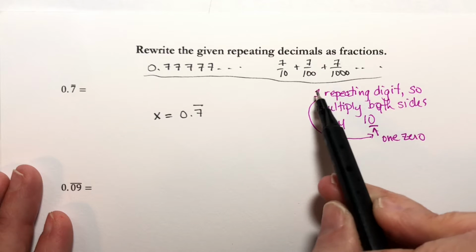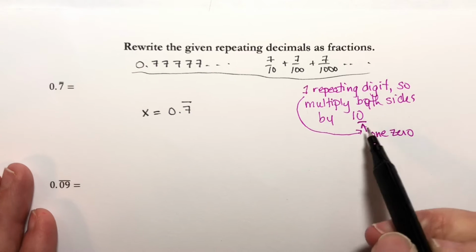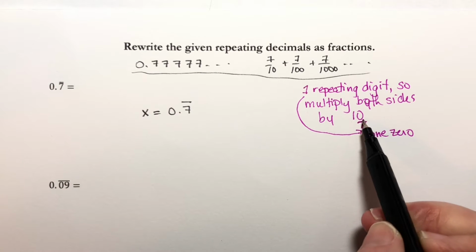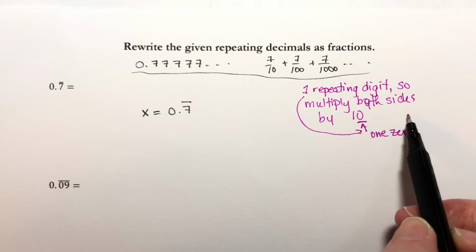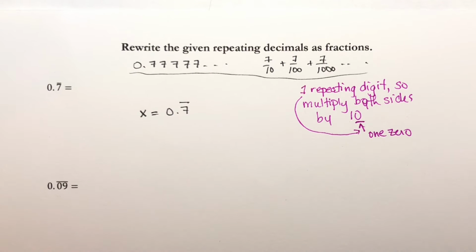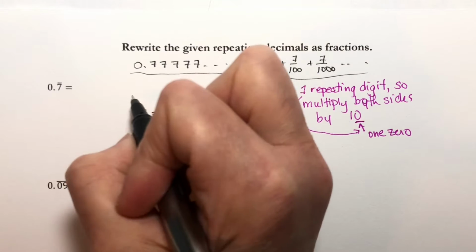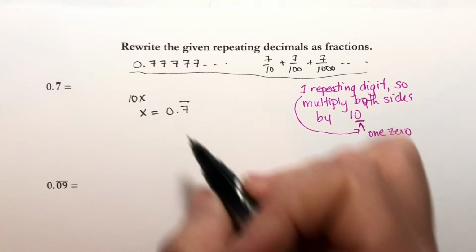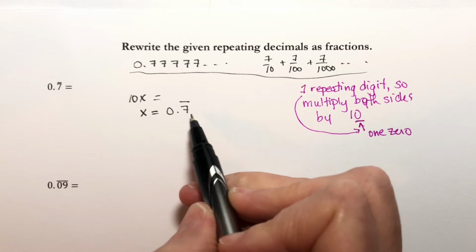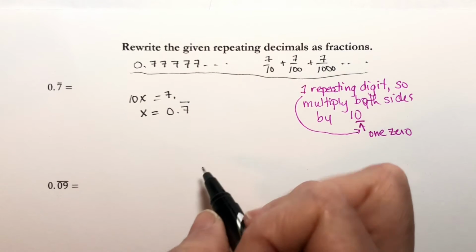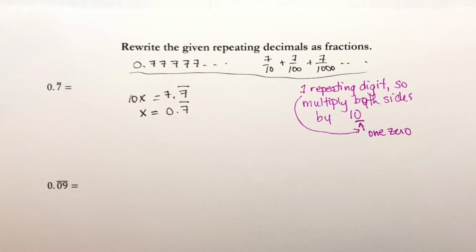Because however many digits you have repeating, you want to multiply by a 1 with that many zeros. So 1 repeating digit, I'm going to multiply by 10. 2 repeating digits, I'll add another 0, so I have 100. 3 repeating digits, I'll have 3 zeros. So however many digits you have repeating, you want 1 with that many zeros after it. If I multiply 10 times x, I have 10x, and I'm going to write it above here. If I multiply 0.7 repeating by 10, then I get 7 point, and then I still have 7 repeating.